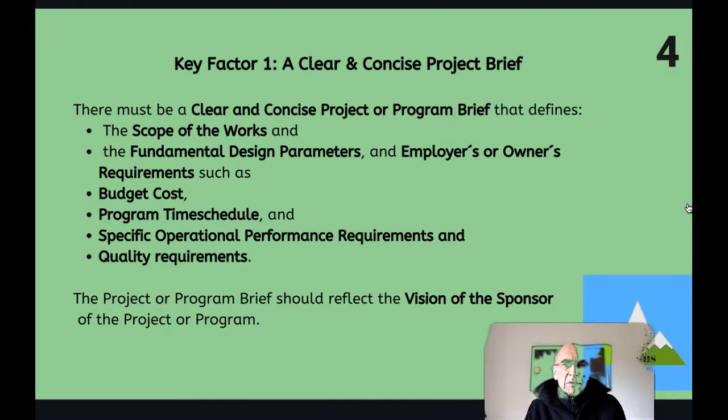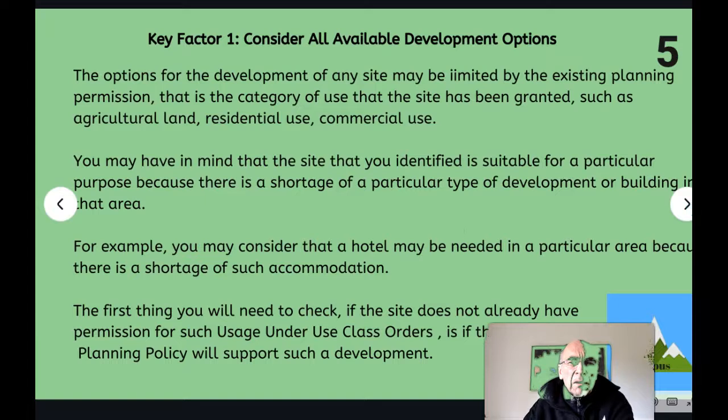Just to remind ourselves, key factor 1 is a clear and concise project brief that defines the scope of the works, the fundamental design parameters, the employer's or owner's requirements such as budget, cost, program time, schedule, and specific operational performance requirements and quality requirements. The project or program brief should reflect the vision of the sponsor of the project or program. So the sponsor will normally consider all of the available development options.